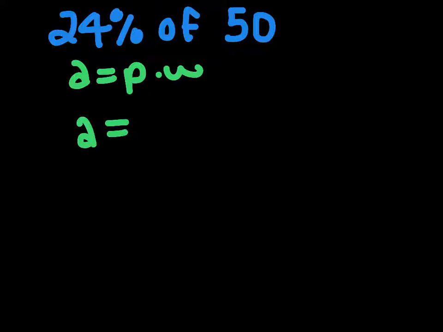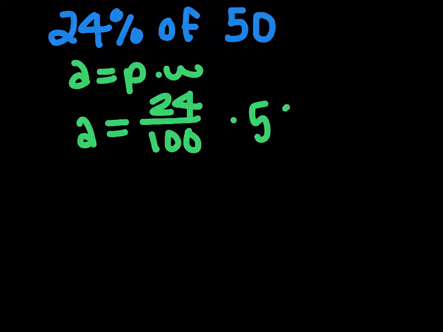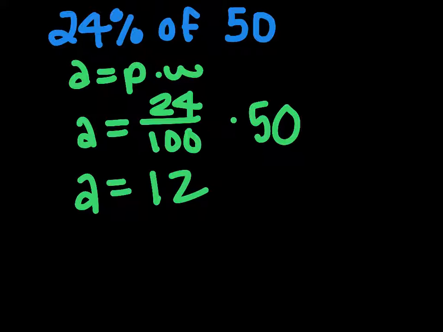So what did we have? We have 24%. But we can't put it just as 24%. We have to put it in decimal form or in fraction form. I'm going to put it in fraction form, which is 24 over 100. Then we multiply times the whole, which is 50. After you multiply 24 over 100 times 50, you'll get 12. So 12 is 24% of 50.